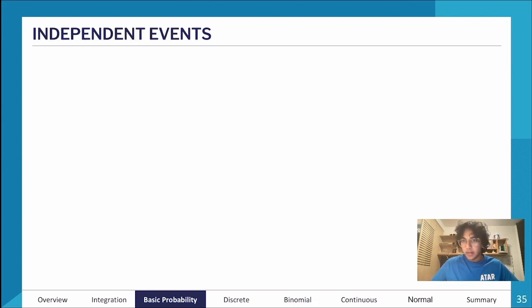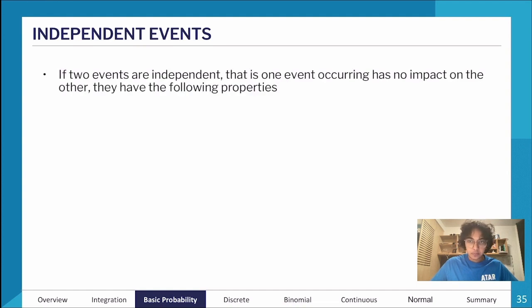Okay, let's talk a bit about independent events again. So, like I mentioned, if two independent events are occurring, the probability of one happening doesn't affect the probability of another happening. So if I've got a conditional probability, so I'm saying probability of B given A, the probability of B occurring is not going to affect the probability of A. So that doesn't affect anything.